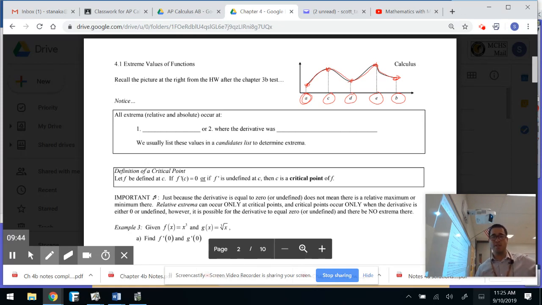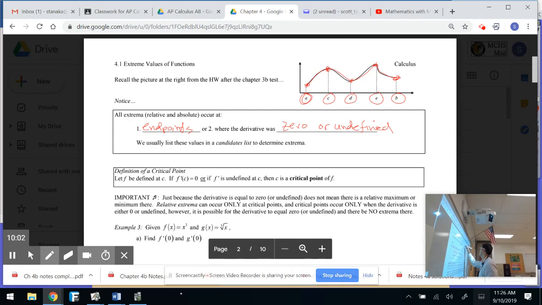All extrema, whether relative or absolute, occur at endpoints or where the derivative was 0 or undefined, right?